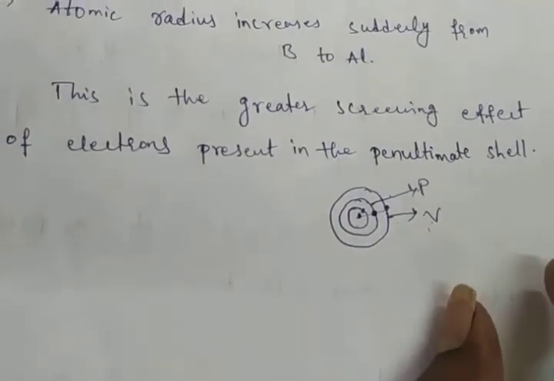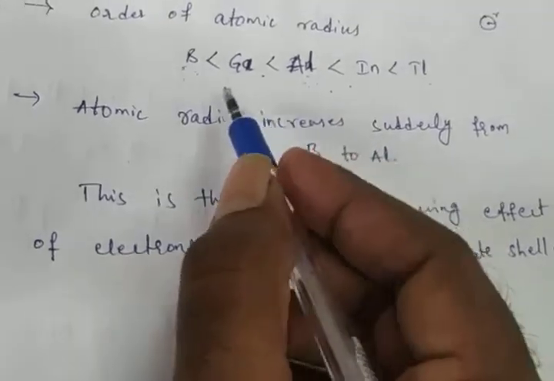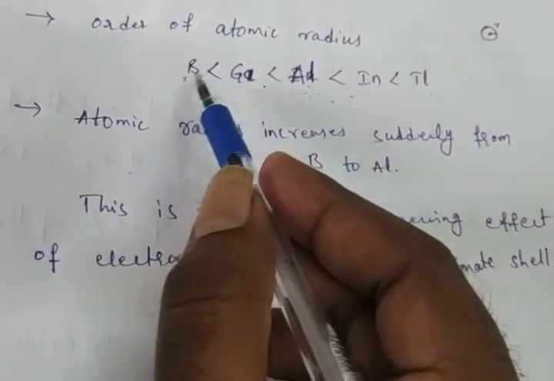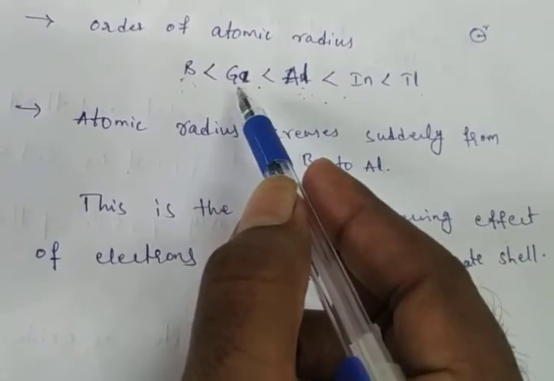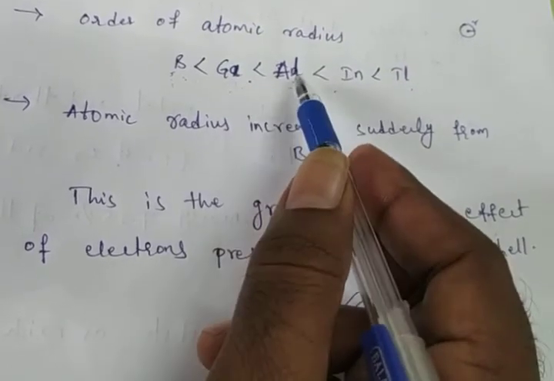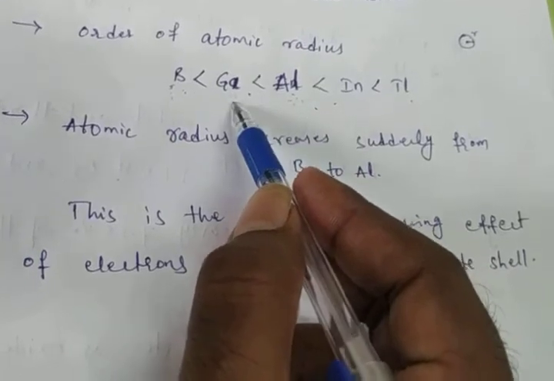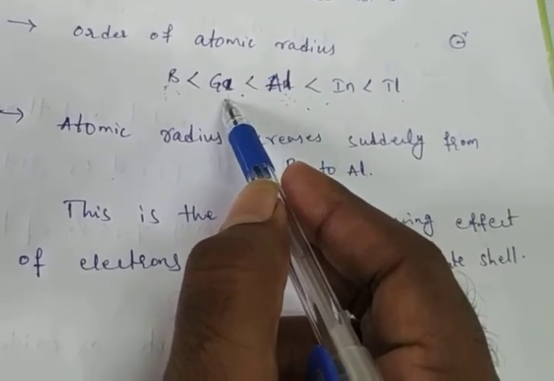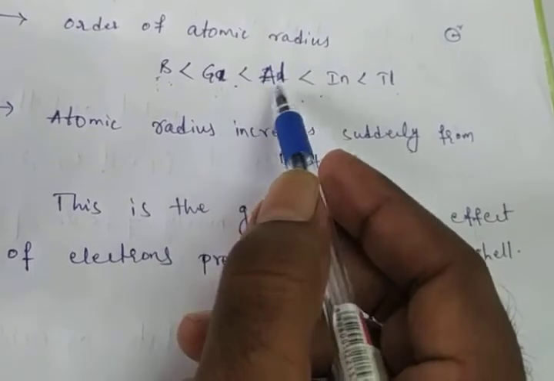So boron, aluminium, gallium, here you have to check the gallium and aluminium. Actually the order is boron, aluminium, gallium, indium, thallium, but the atomic radii of gallium and aluminium is different. Did you observe this variation? So why is gallium less than aluminium? What is the reason? The atomic radii of gallium is less than aluminium.